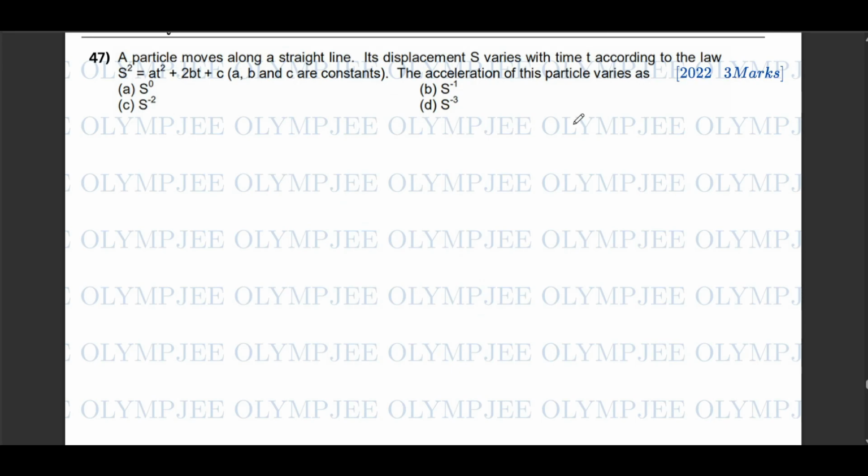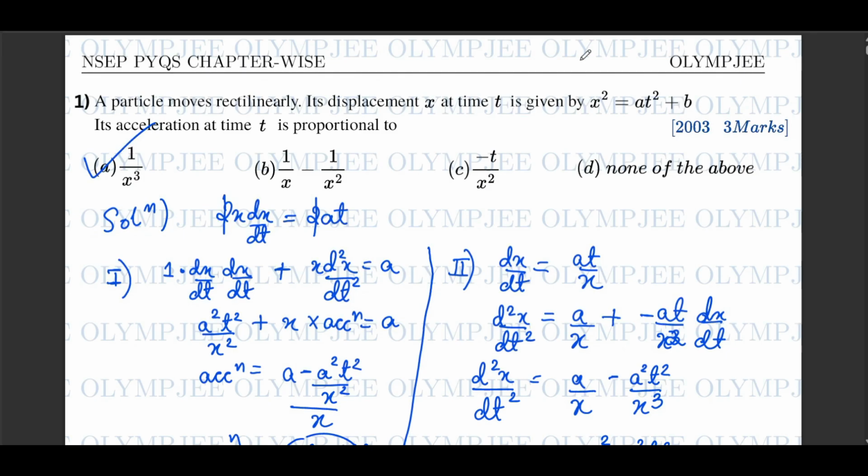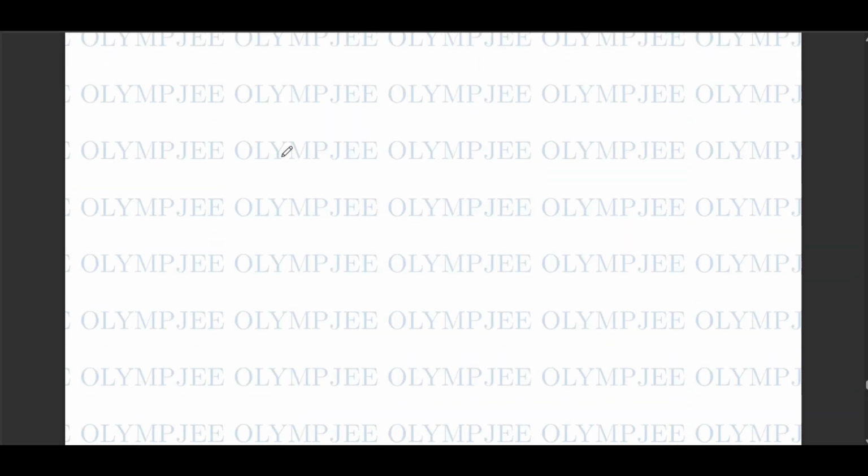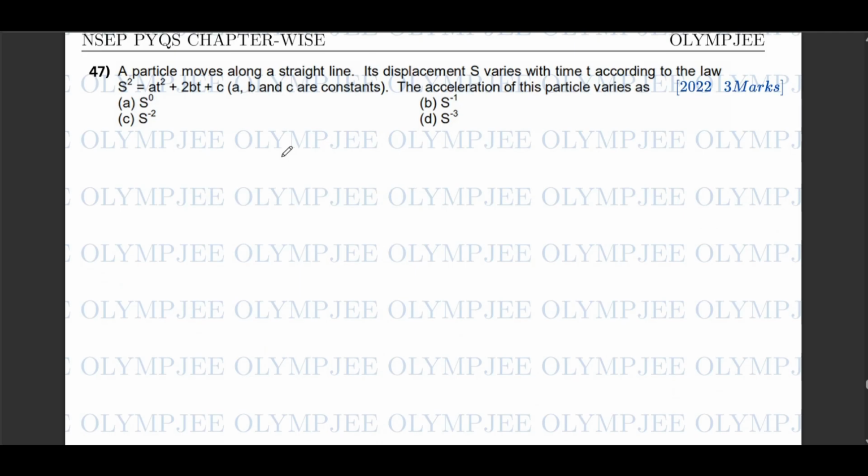Its displacement s varies with time t according to the law s square is equal to a t square plus 2bt plus c. And they're asking for acceleration. So this question is very similar to the first question that we solved. That came in 2003. So they repeated a similar question in 2022. Let's see. s square we are given and we need to find the acceleration. So we will start by differentiating this equation.